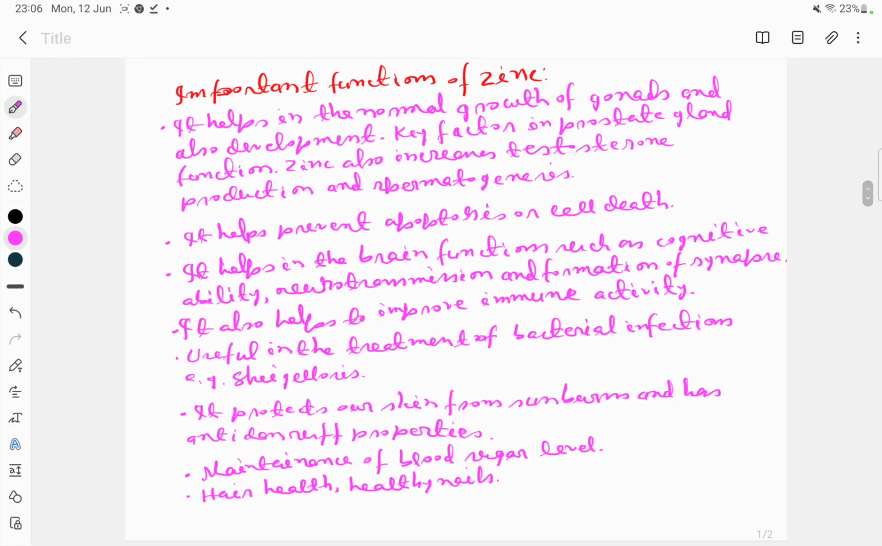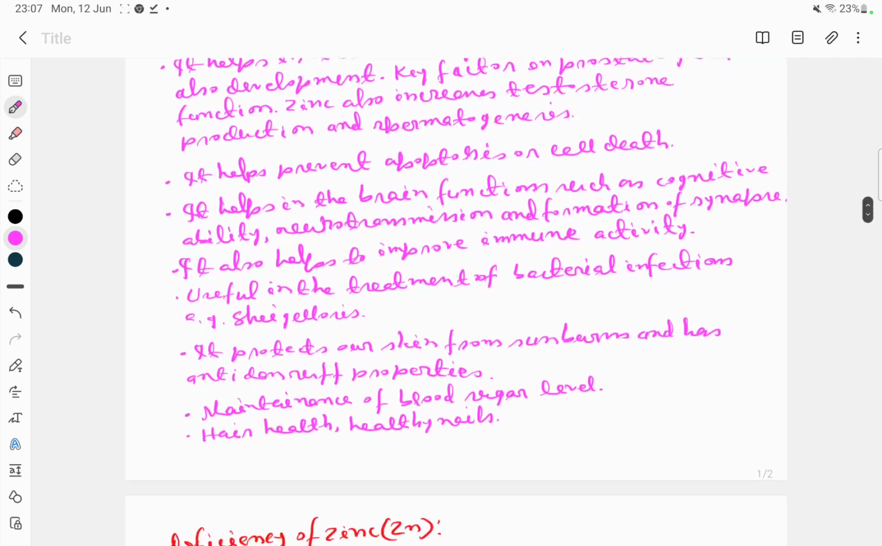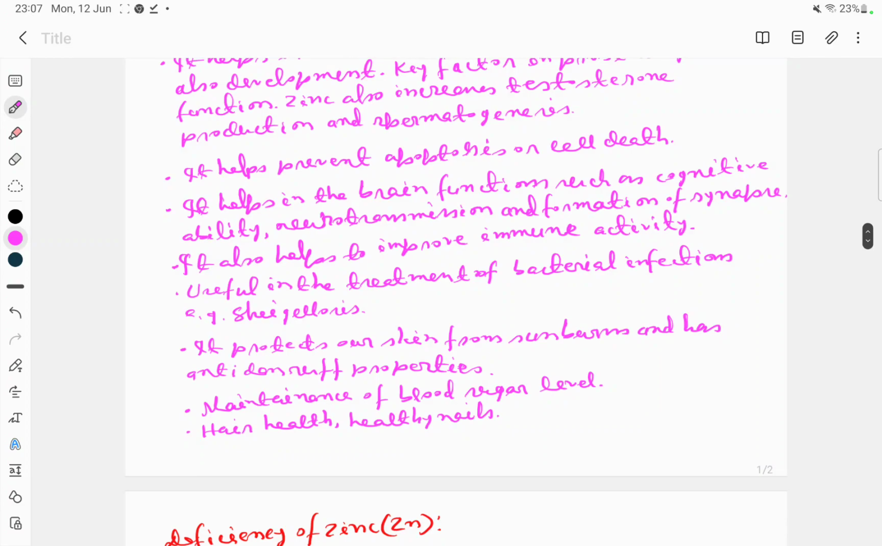So it helps in the normal growth and development of gonads. Key factor in prostaglandin function, zinc also increases testosterone production and spermatogenesis. It helps prevent apoptosis or cell death. It helps in brain function such as cognitive ability, neurotransmission and formation of synapse.